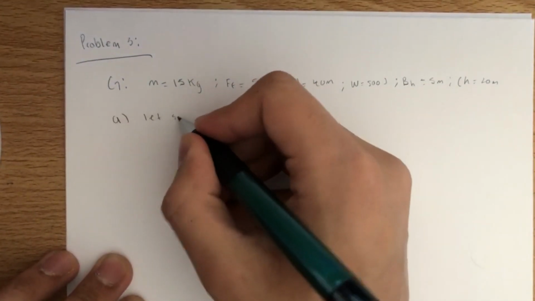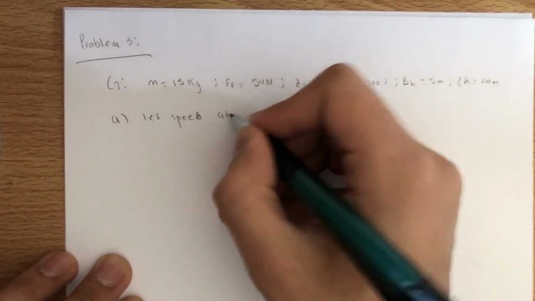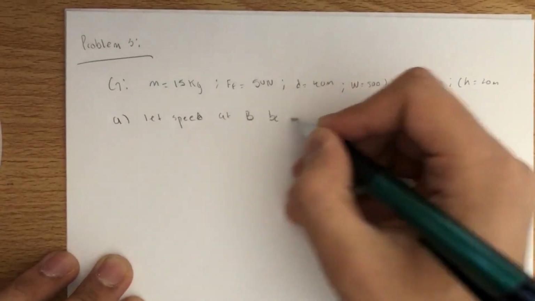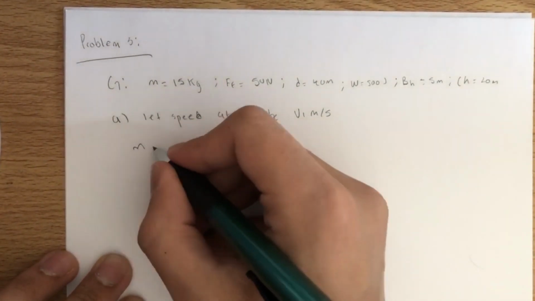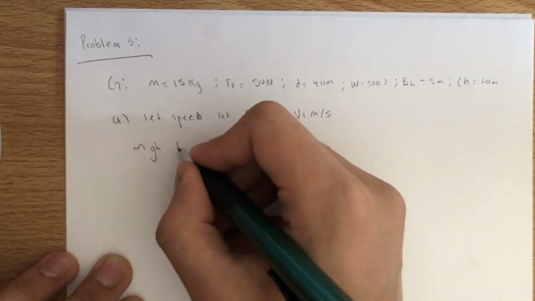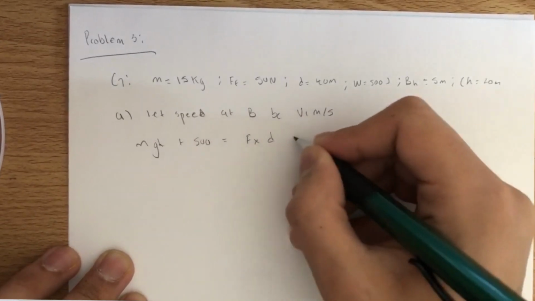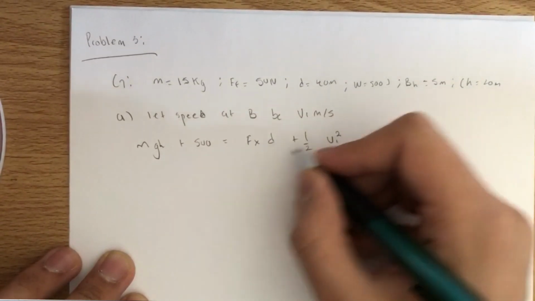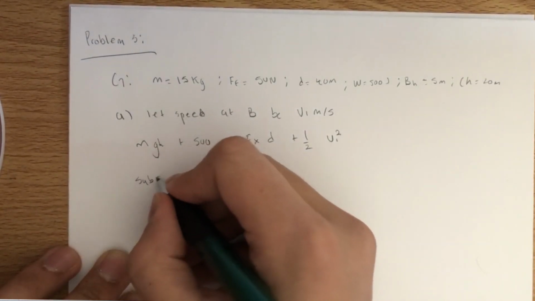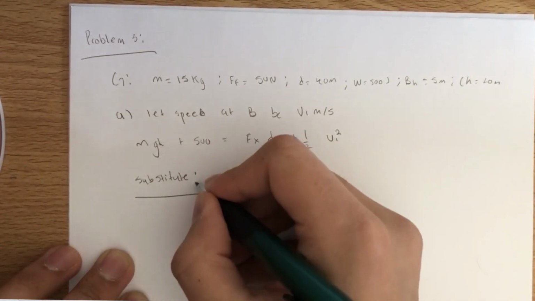We will now let the speed at B be v1 meters per second. And now we will also use a formula that we have to combine together. It will be mgh plus 500 equals F times D plus a half mv1 squared. We know that work is the energy transferred into or out of a system through the action of force. The mgh is also the gravitational potential energy.